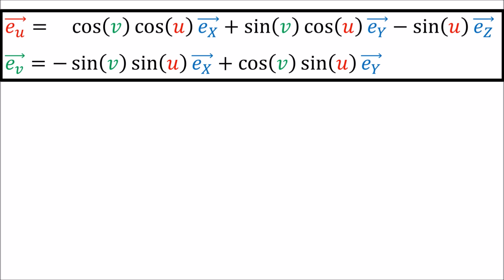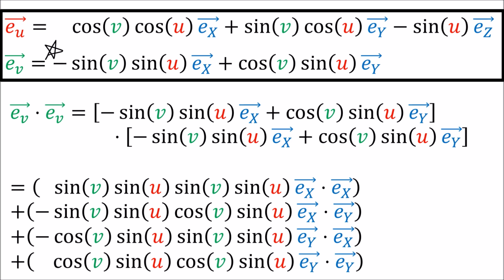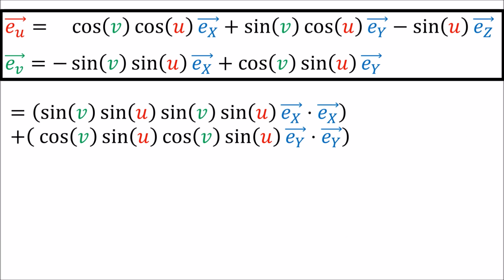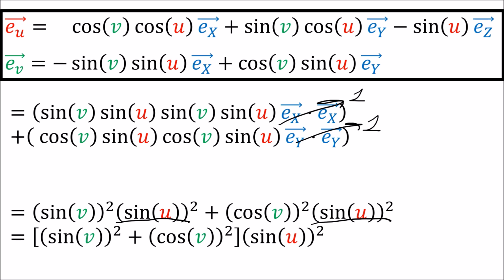So let's start with EV.EV. We can plug this formula in, and expanding out the dot product gives us these 4 terms. And the x.y and y.x terms go to 0 because the basis vectors are orthogonal, so we're left with these 2 terms, and of course x.x and y.y go to 1. So we're left with sine v squared sine u squared plus cos v squared sine u squared. So we can factor out the sine u squared term, and the sum of sine squared plus cosine squared with the v variables goes to 1. And so we're left with just sine of u squared for the v basis vector dotted with itself.